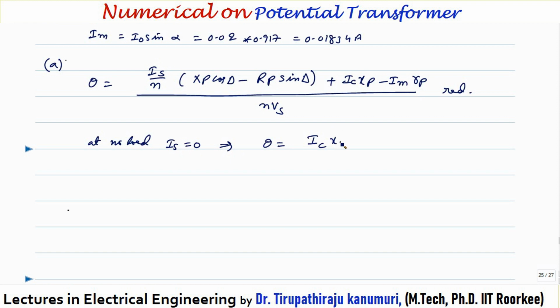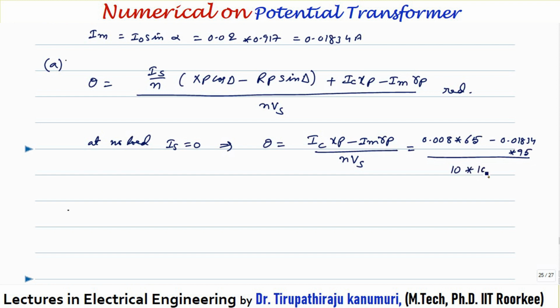This will be (Ic·Xp − Im·Rp) divided by N times Vs. We have to only substitute this one. So substitute the value of the core loss component we got as 0.008 multiplied by the reactance on the primary side winding, 65, minus Im, the magnetizing component, 0.01834. So this will be multiplied by Rp, which is 95, divided by N times Vs. So N is equal to 10 and Vs, the secondary side voltage, is equal to 100.